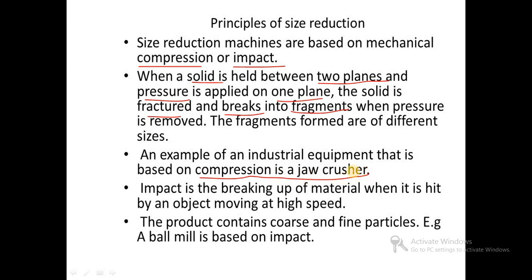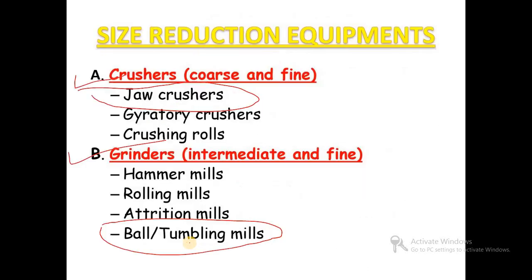That is, the first type is a jaw crusher, and the second one, impact, is the breaking up of material when it is hit by an object moving at high speed. The product contains coarse and fine particles. An example is a ball mill, which is based on impact. So there are two techniques: first one is a jaw crusher and second one is a ball mill.